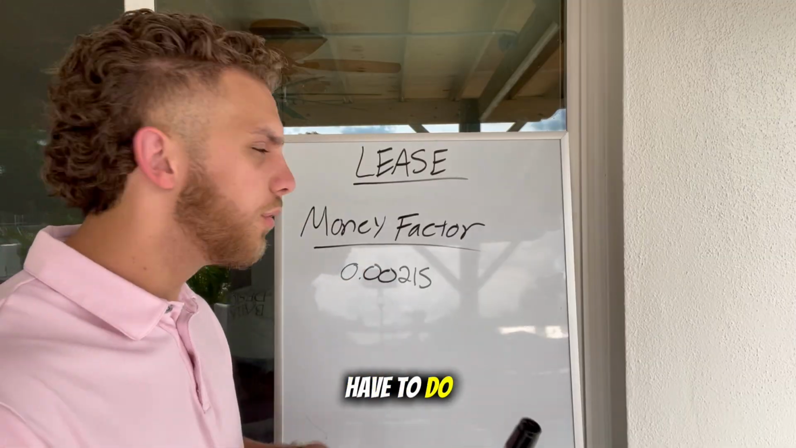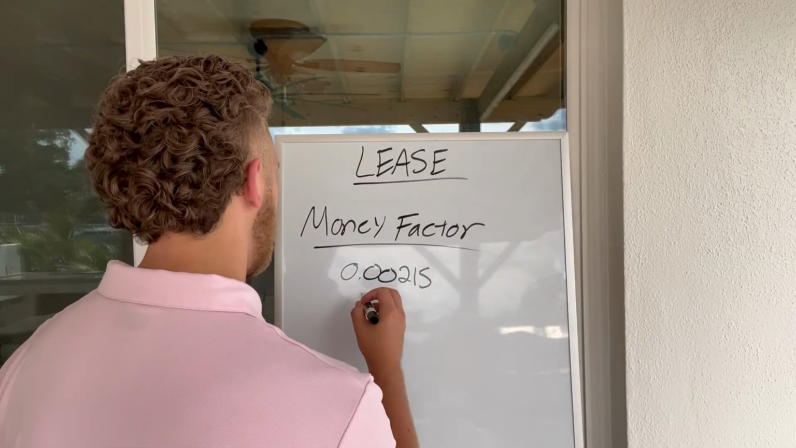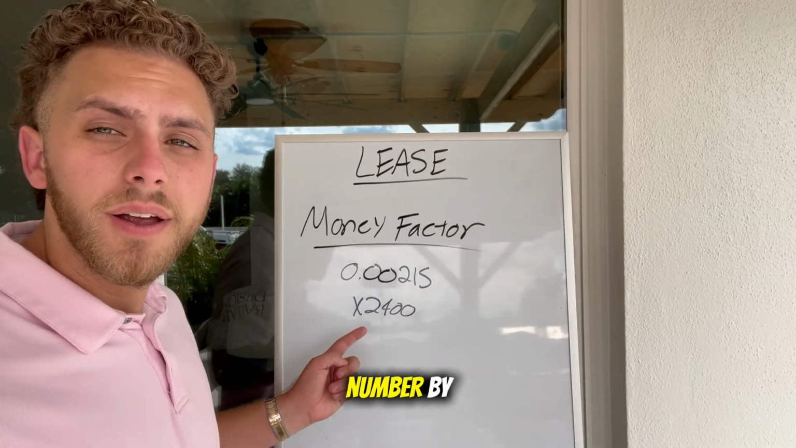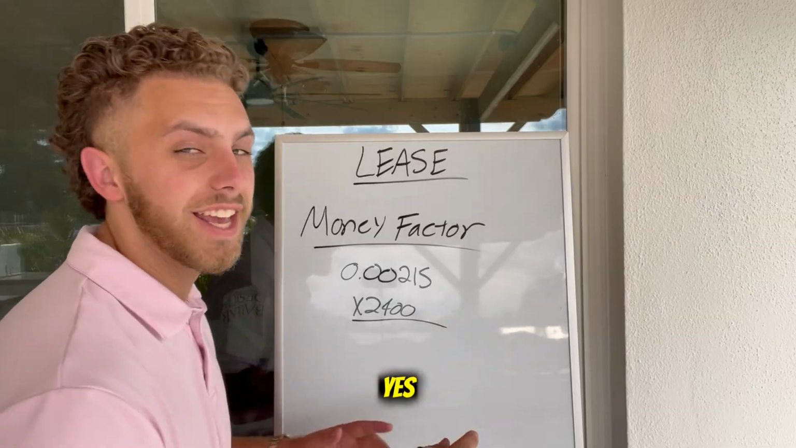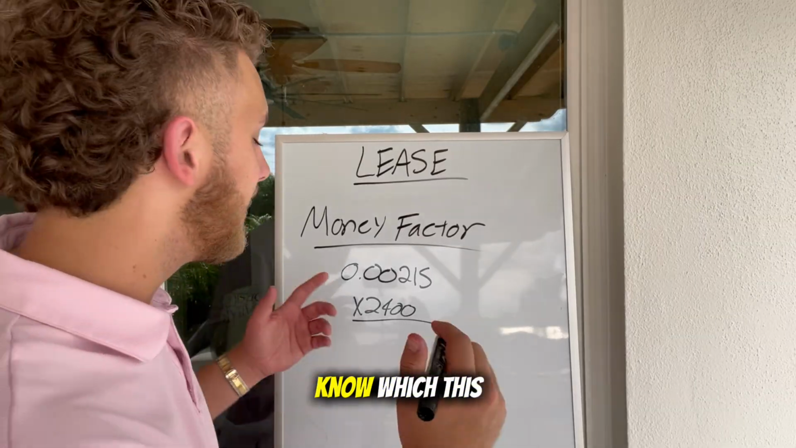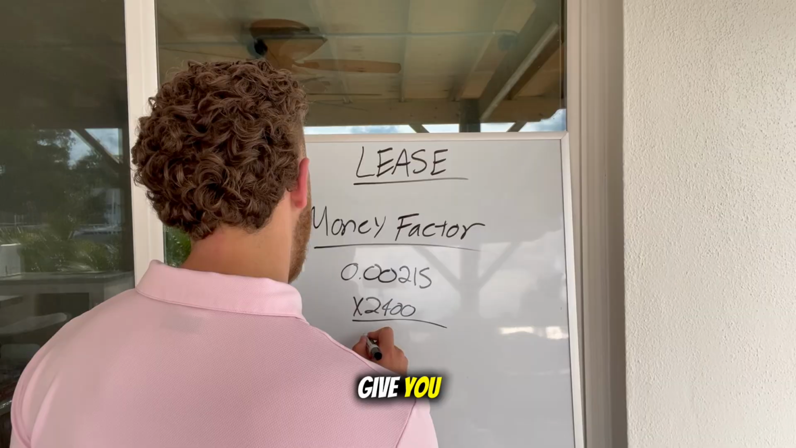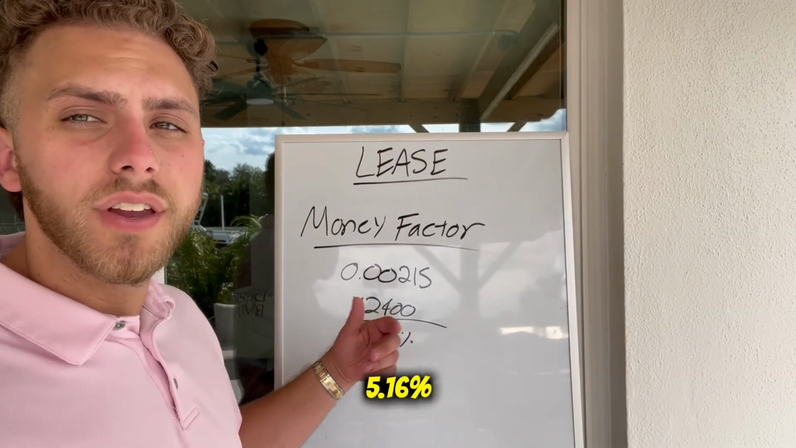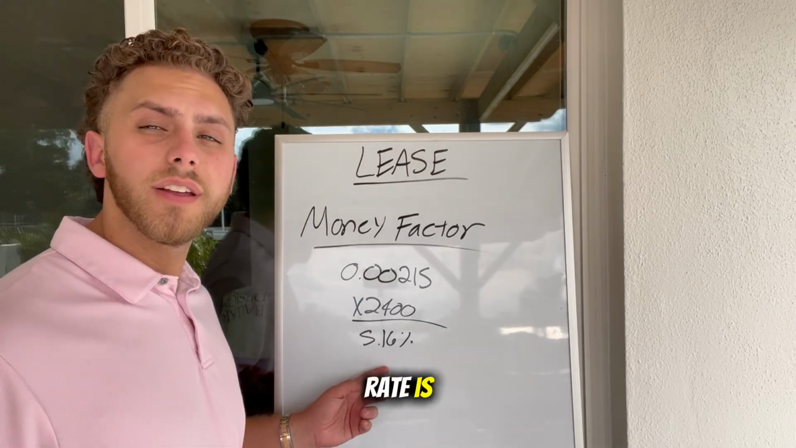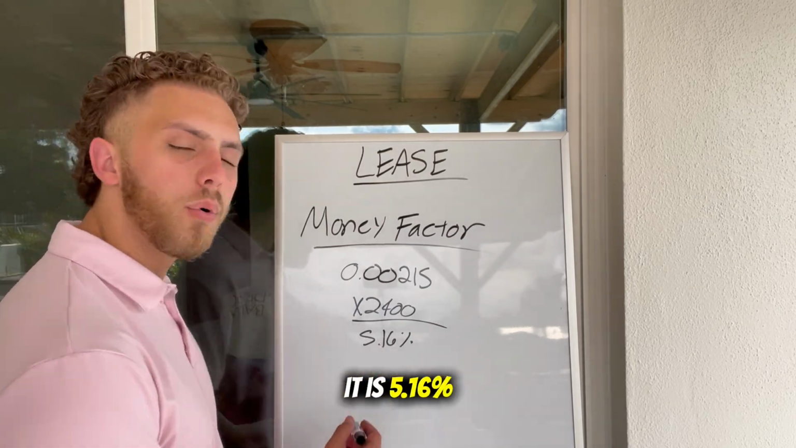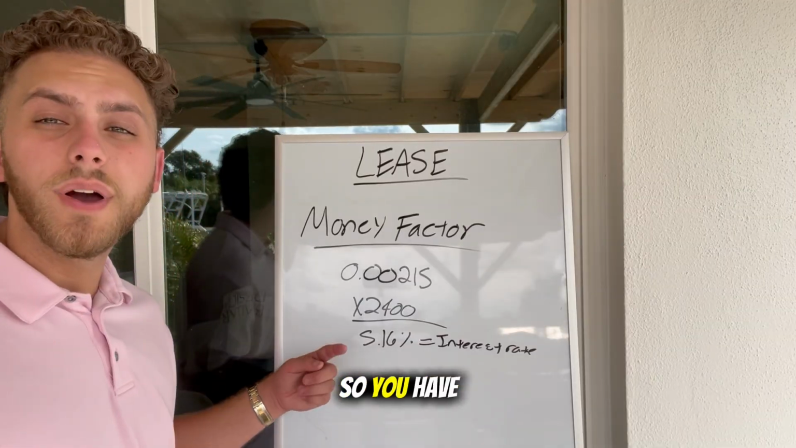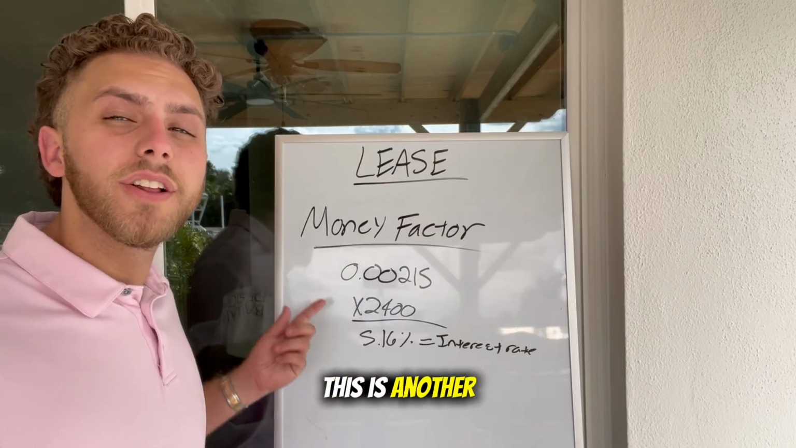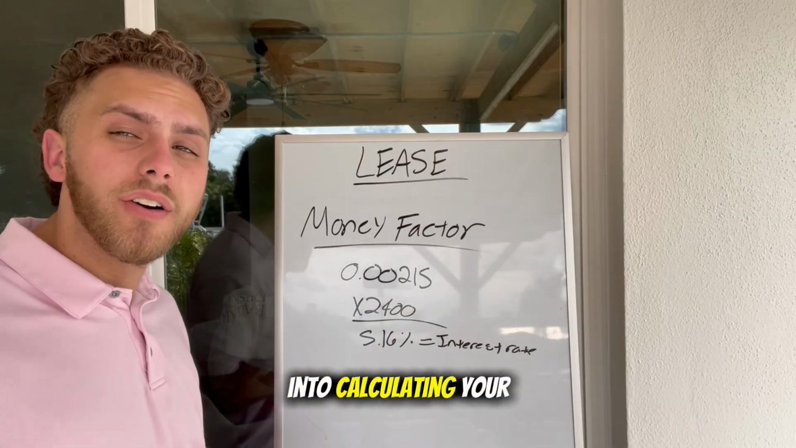So what you have to do to calculate your interest rate is multiply this number by 2,400. Yes, it's weird, I know, which is going to give you 5.16%. So this is how much your interest rate is over the course of your lease. It is 5.16%. So you have to keep this number in mind. This is huge. This is another thing that goes straight into calculating your lease.